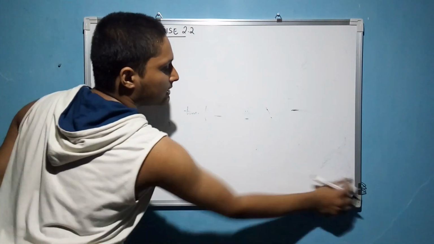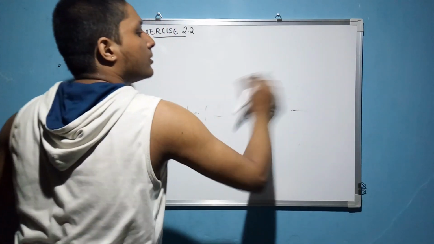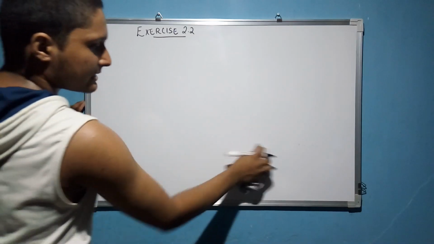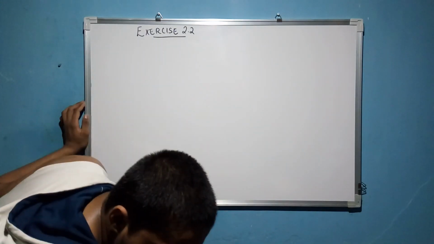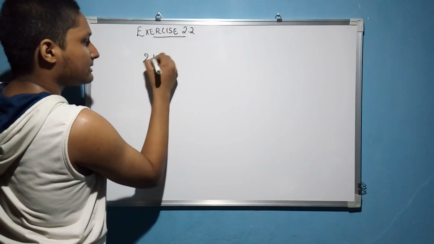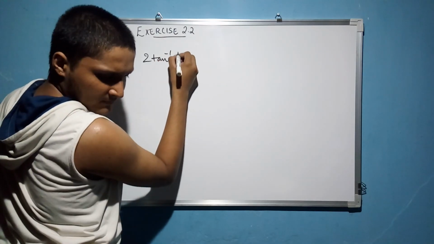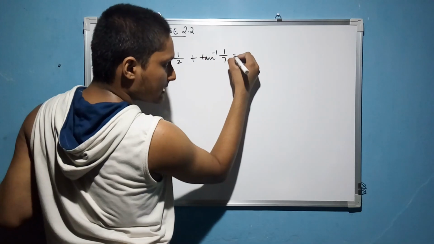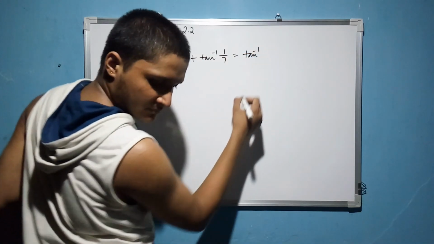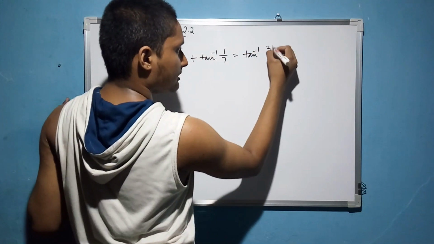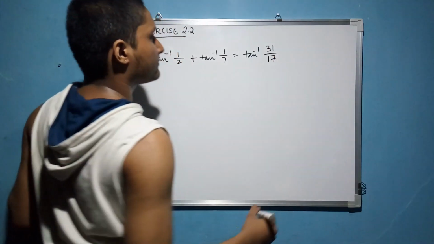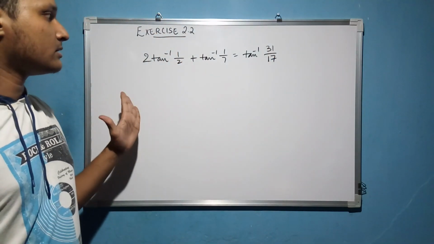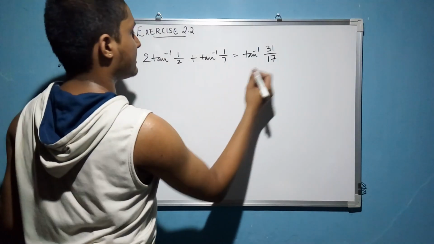The fourth question is similar to the third question, wherein you are going to use the same forms, that is the tan inverse x plus tan inverse y form. So you have the question: tan inverse half plus tan inverse 1 by 7 is equal to tan inverse 31 divided by 17. Okay. So what are you going to do? Let me take this to the right hand side.